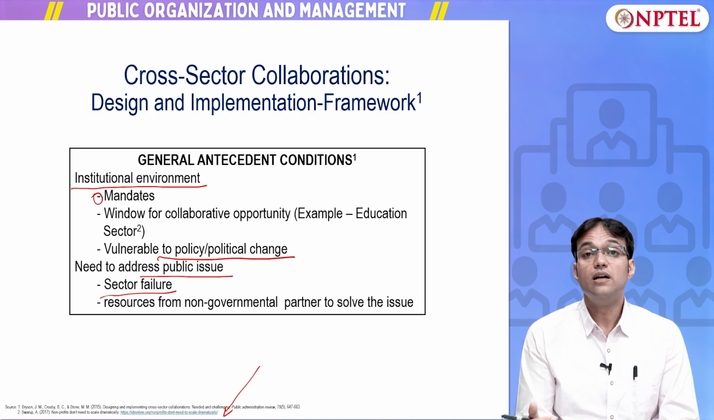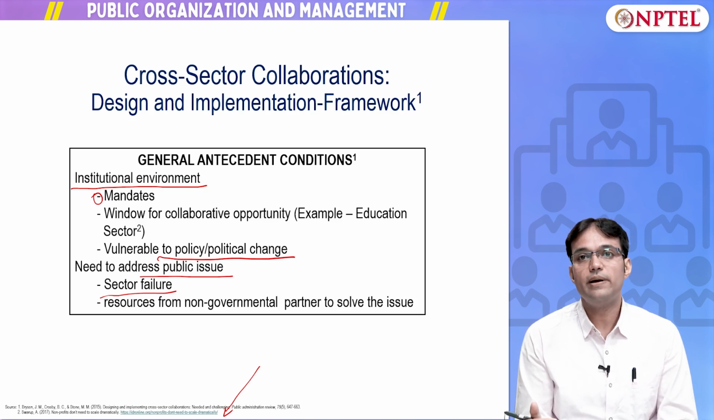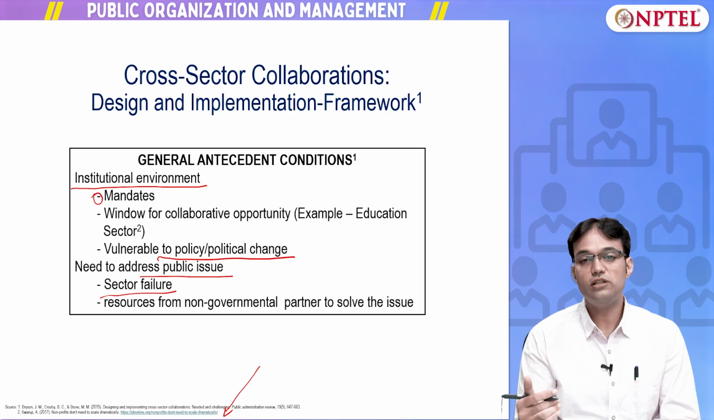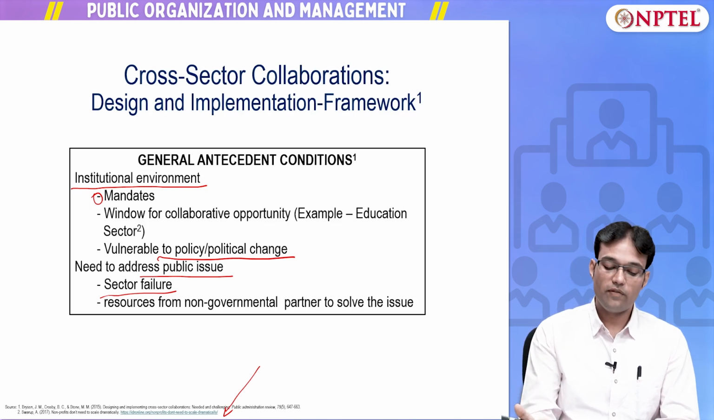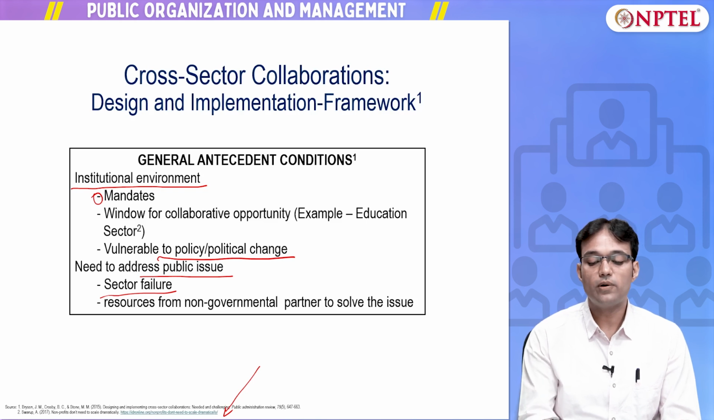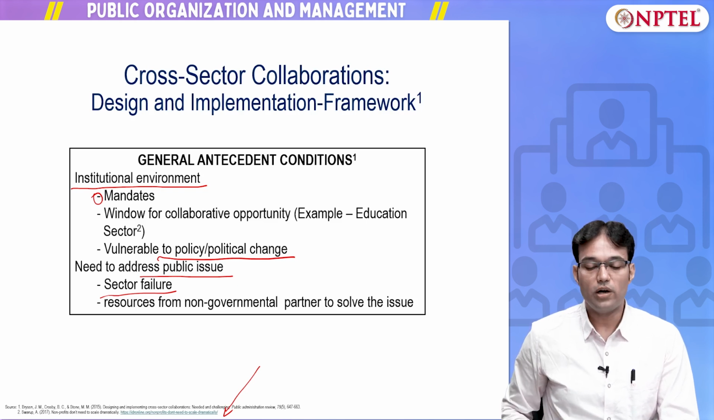So, in that case, resources from other non-governmental partners are to be taken into consideration to solve the issues at hand. These resources from business and non-profit organizations should be sought through collaborations to solve the problems jointly. So, it is very, very crucial. So, this is the very first aspect of the framework proposed by Bryson and colleagues.